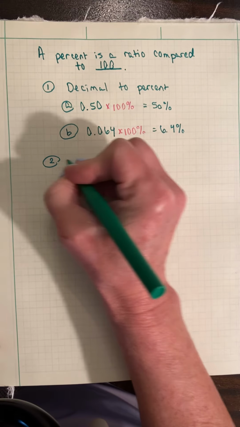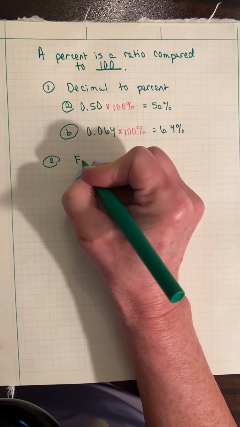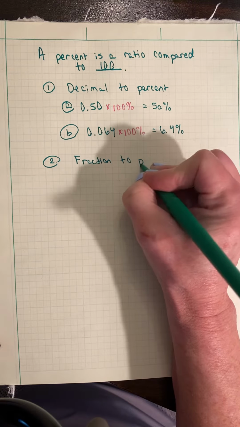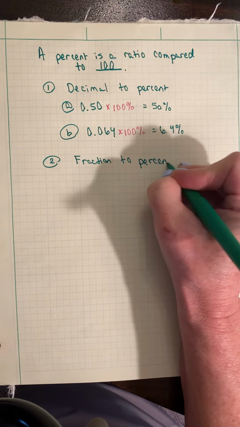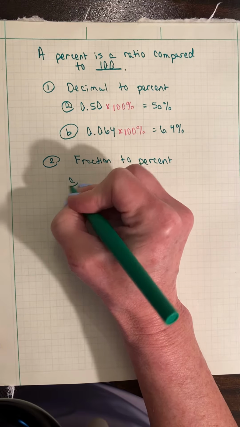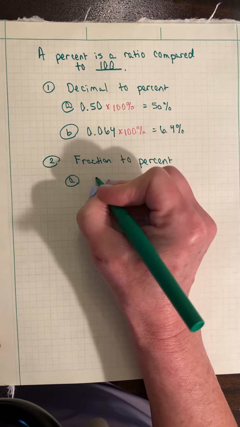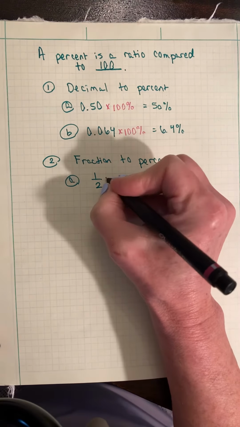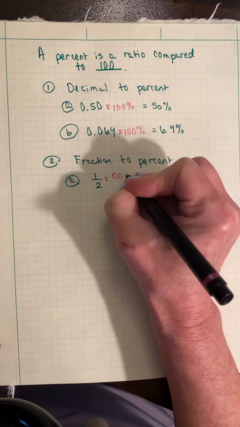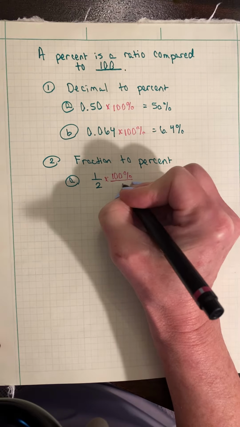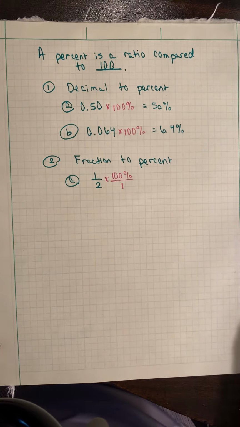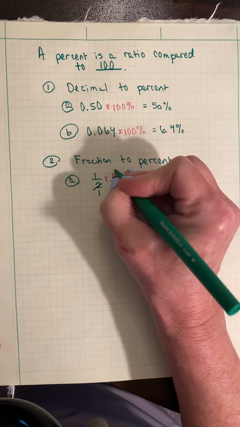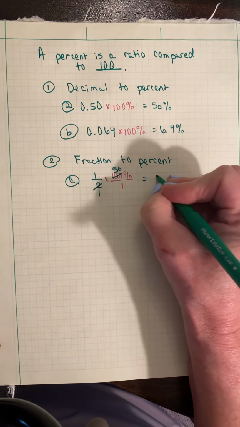We can use that same process for fraction to percent. You're probably familiar with some of your basic percents. For example, most of us know that 1/2 is 50%, but again, we can say, okay, we're changing to a percent, so we're multiplying by 100%. I'll just put that over 1. And we can reduce, 2 goes into 100 50 times, that is 50%.